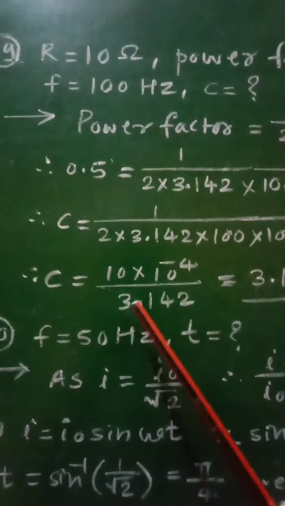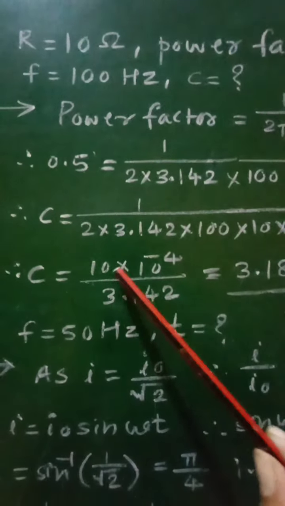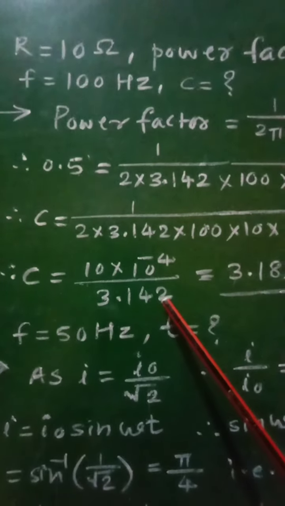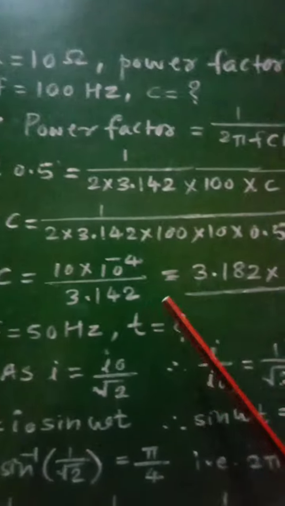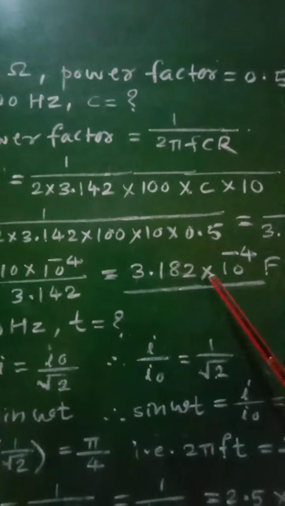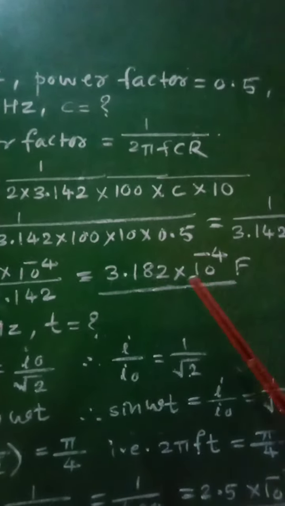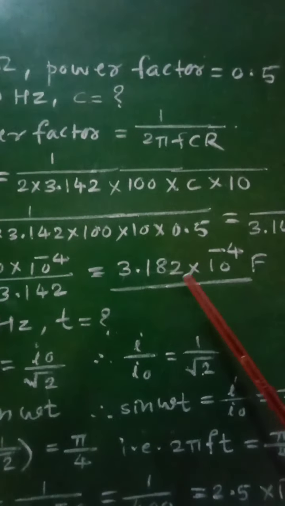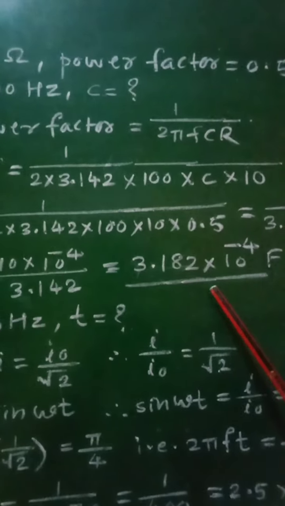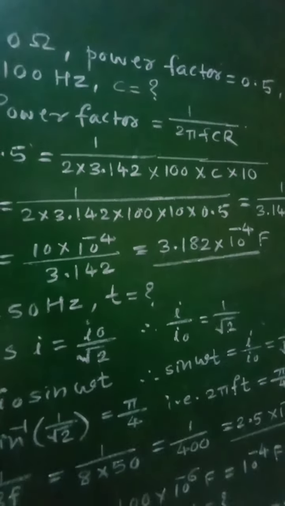divided by 3.142. 10 into 10 raised to minus 4 upon 3.142, adjusting the power, that will be equal to 3.182 into 10 raised to minus 4 farad. This is the capacitance of that circuit.